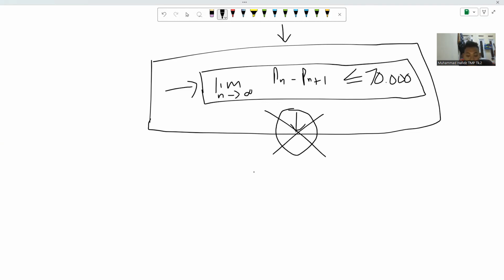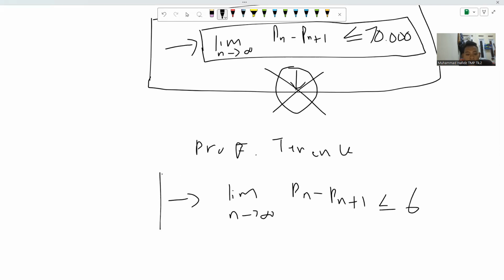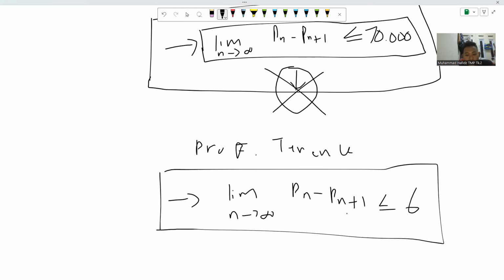So other mathematicians tried a similar method to Professor Zhang: Professor Terence Tao and the friends of Terence Tao. Okay, they made a similar equation, but Professor Terence Tao reduced the limit: n to infinity, p_n minus p_{n+1} less than 6. Okay, exactly down to 6.